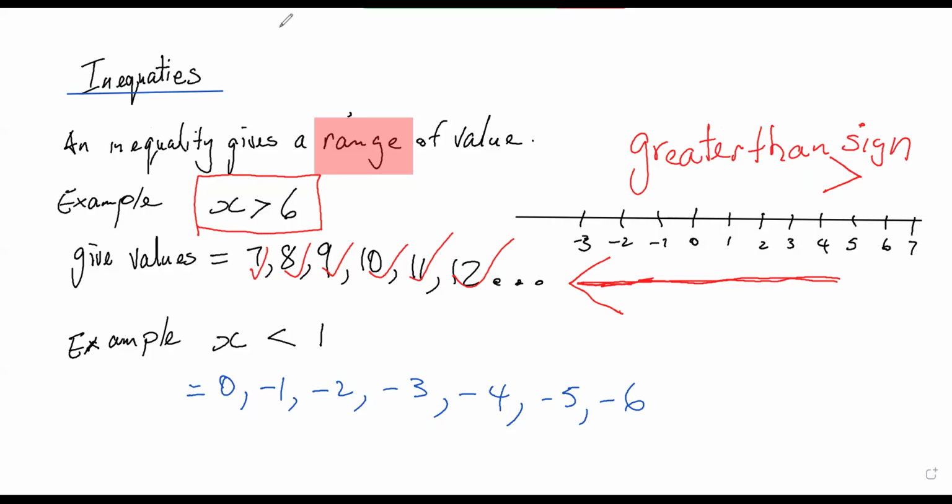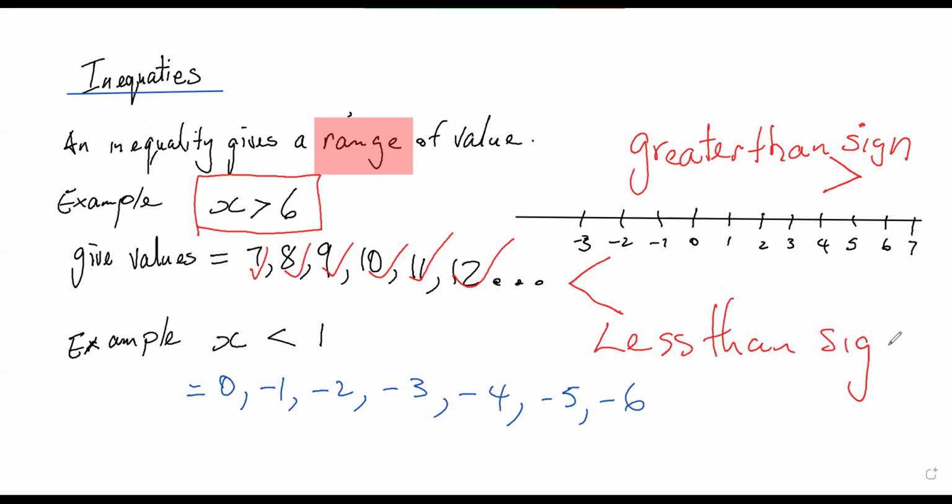All right. And if I take off this line, this represents my less than sign. Anybody lost? So my less than sign points to the left because it's getting smaller on a number line, and my greater than sign points to the right because it's getting bigger. All right, let's move on.